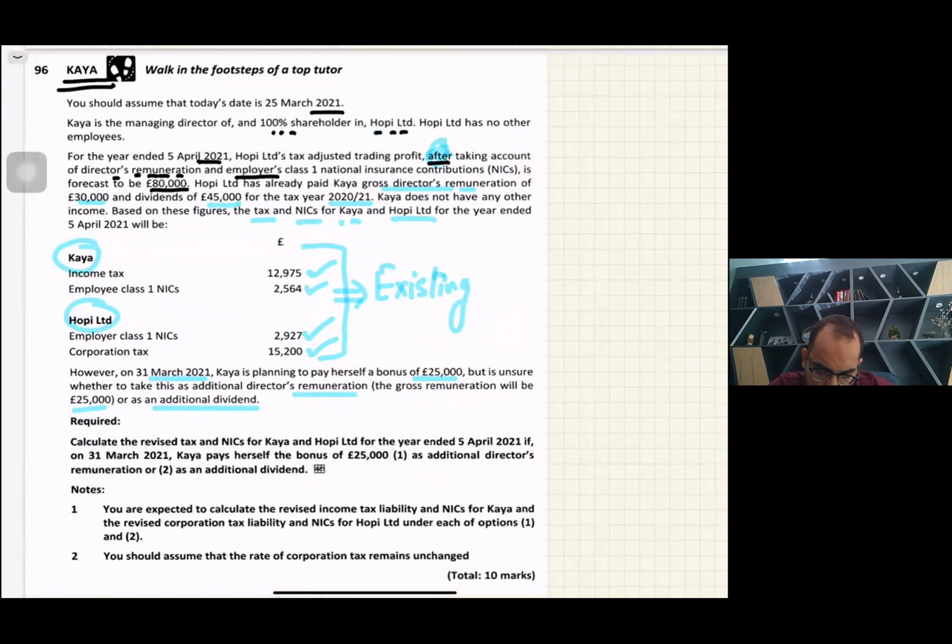Read the notes. You are expected to calculate the revised income tax liability and NICs of Kaya. You should assume that the rate of corporation tax is the same. It's 19%. We know this. Okay.